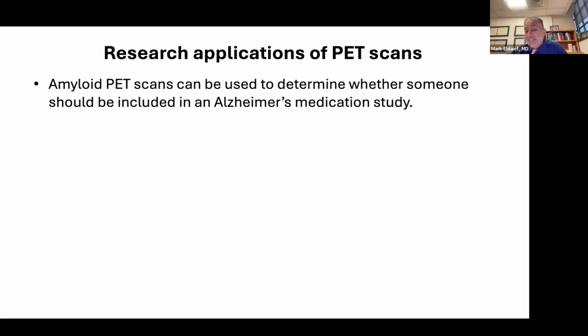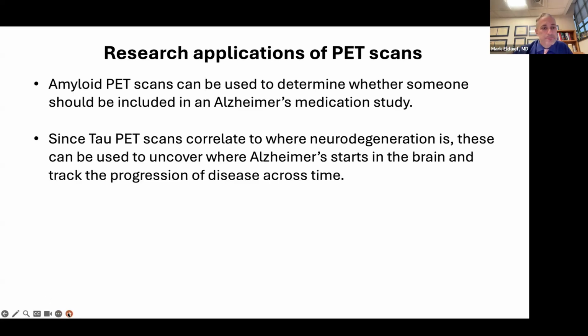But to get into these studies, to actually be eligible for these studies, we really want to know that someone has Alzheimer's disease. And it's not just that they're worried about their memory but they don't have it, or maybe that they have dementia, but they have frontotemporal dementia. So the amyloid PET scan is an invaluable way of allowing us to know who should be included in these studies and who shouldn't be.